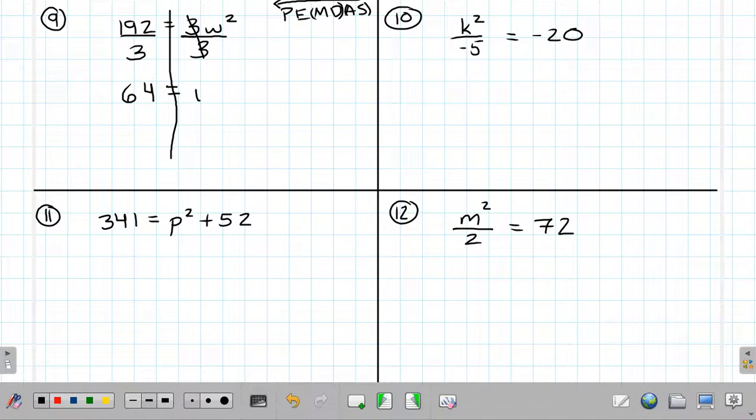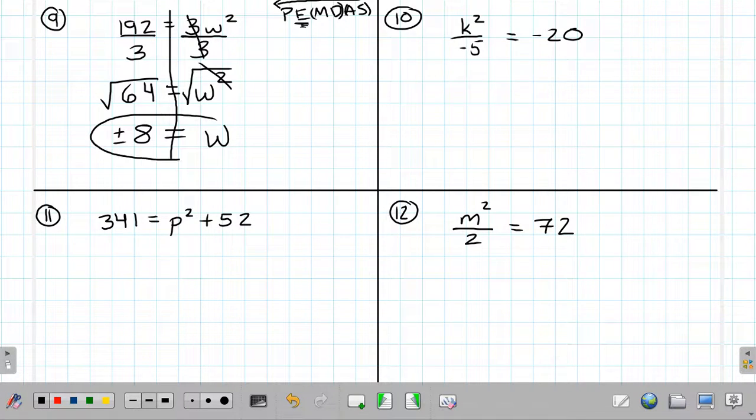The whole point here is the 3's will go away, so we have w squared. The last step, as with all of these, is we've taken care of the multiplication. Now we can take care of the square, the exponent. So w is equal to, well, if you know your times tables, this is yet another easy one. The square root of 64 is 8 and -8.